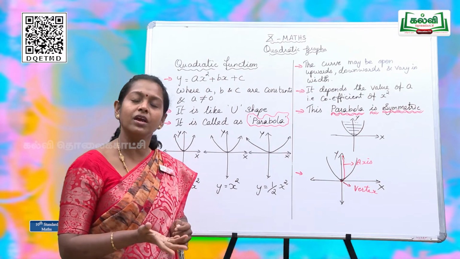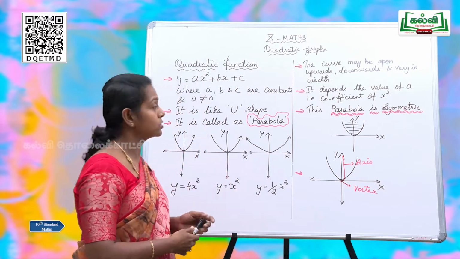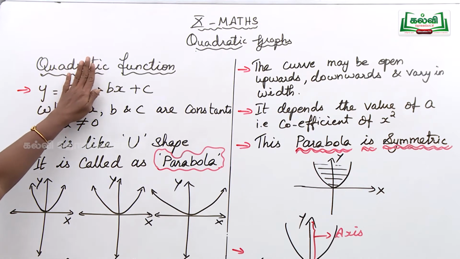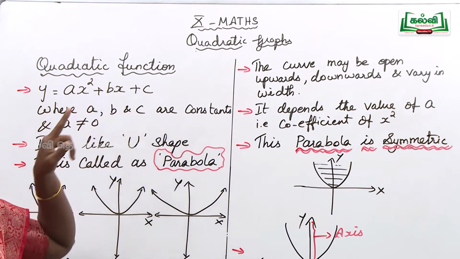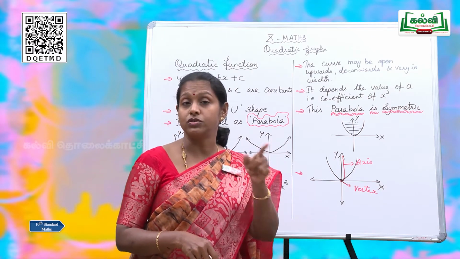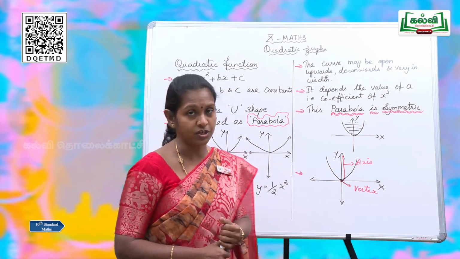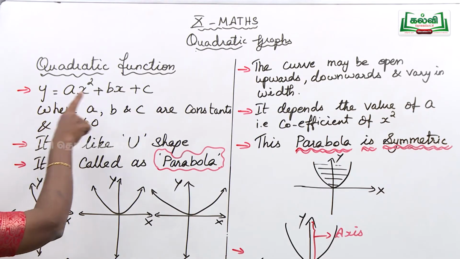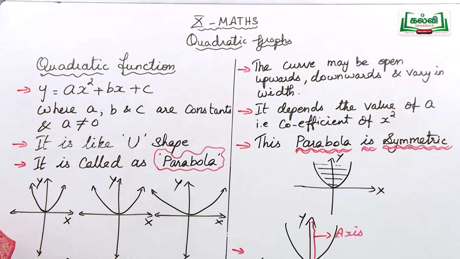What will happen if a is equal to 0? Of course, you will not get x squared value. You will be having only bx plus c. So that the bx plus c will come under the linear equation. So it is not a quadratic equation, right? Okay. So this is what you learnt in the previous classes.